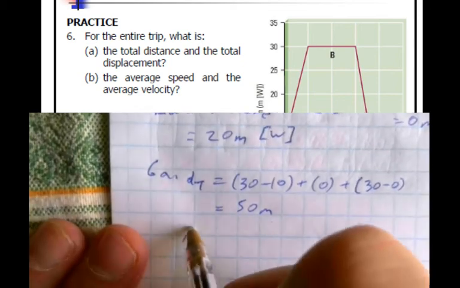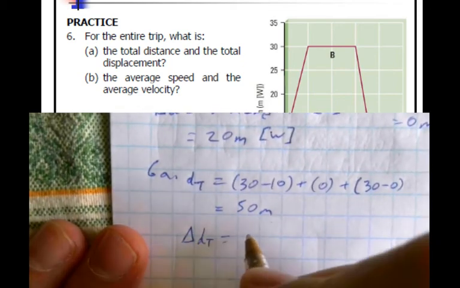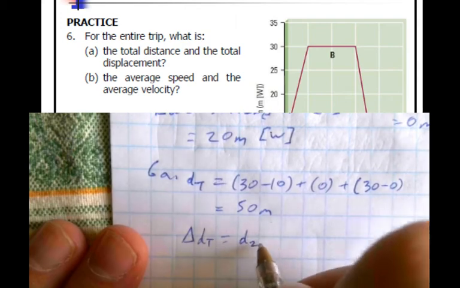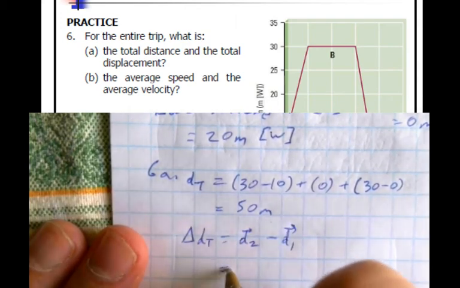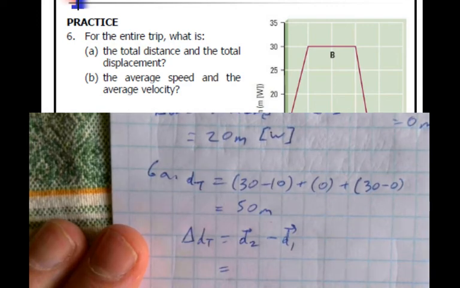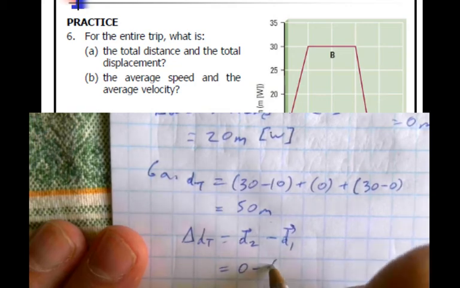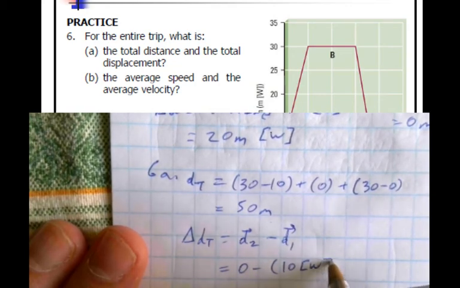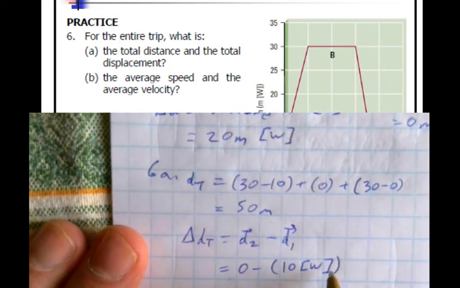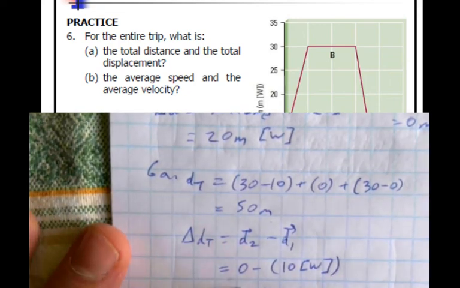And for our displacement, all we have to do in this case is look at our final position minus our initial position. Our final position is 0, and our initial position is 10 west. And minus 10 west would be the same as 10 east.